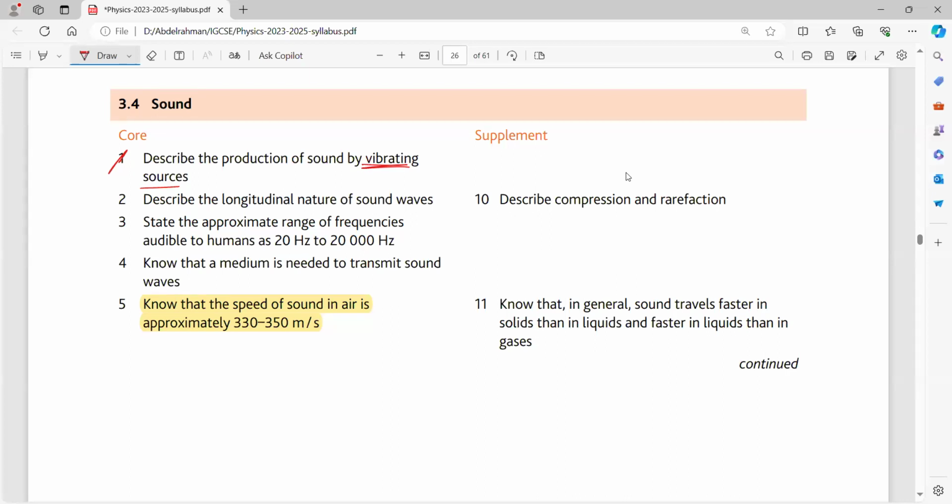Describe the longitudinal nature of sound waves. We know that sound waves are longitudinal. They move left and right, parallel to the energy motion. The audible frequencies are from 20 hertz to 20,000 hertz. It is a mechanical wave, so it requires a medium. Sound waves cannot travel in a vacuum. If you have a vacuum, you have no matter. And last but not least, sound waves have a speed usually of 330 to 350 meters per second in air.